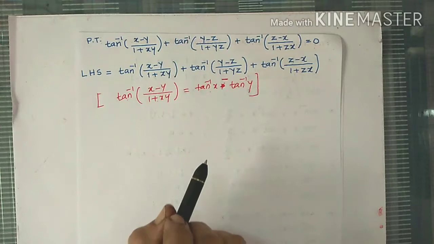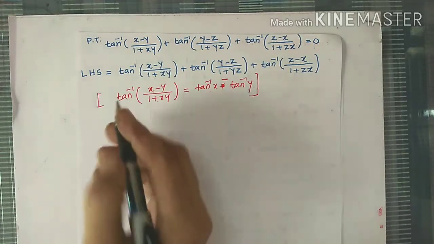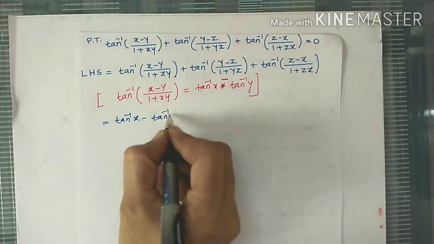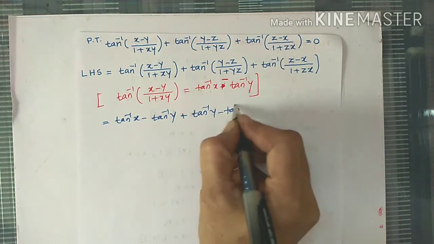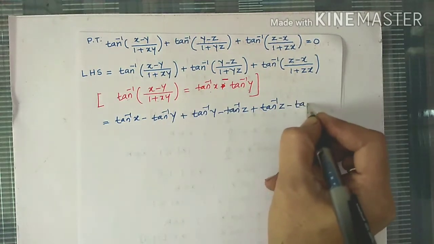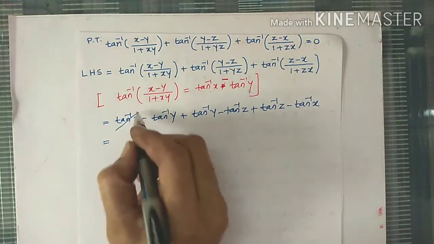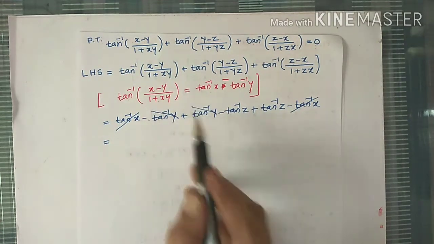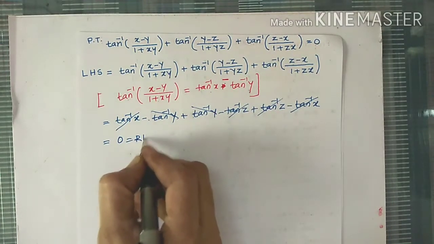Okay. Now, here we have tan inverse of (x minus y) upon (1 plus xy). So that becomes tan inverse of x minus tan inverse of y. Next one becomes tan inverse of y minus tan inverse of z. And for the next bracket, we have tan inverse of z minus tan inverse of x. Now you can see that the terms get cancelled. Here we have tan inverse x and here it is minus tan inverse x. Similarly, these two terms, they have minus and plus sign and the terms are same. Similarly, these two terms. So we get 0 equal to right hand side.